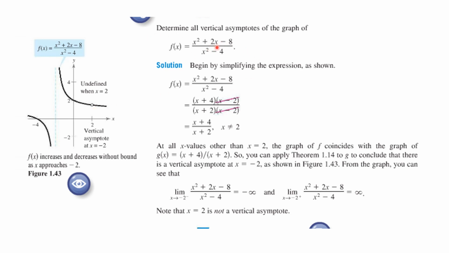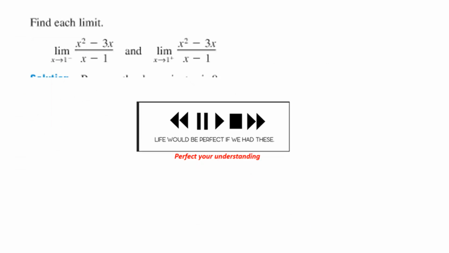But after we cancel out that common factor, we see that there is a vertical asymptote at x equal minus 2. So x equal 2 is not a vertical asymptote, it is a hole, as shown. But at x equal minus 2, it is a vertical asymptote.